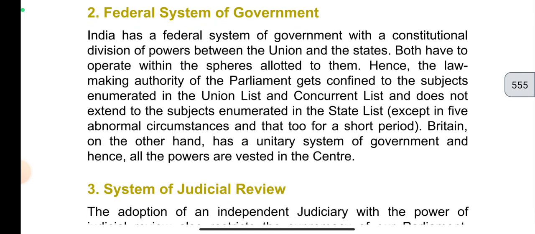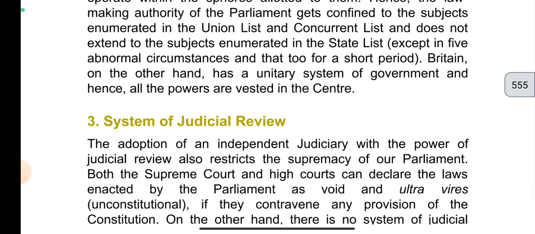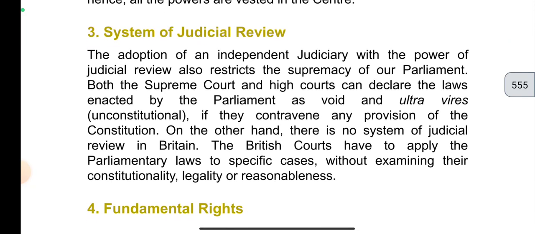Federal system of government. India has a federal system of government with a constitutional division of powers between the union and states. Both have to operate within the spheres allotted to them. Hence, the law-making authority of the parliament gets confined to the subjects enumerated in the union list and concurrent list and does not extend to the subjects enumerated in the state list except in 5 abnormal circumstances, and that too for a short period. Britain, on the other hand, has a unitary system of government and hence all the powers are vested in the centre.